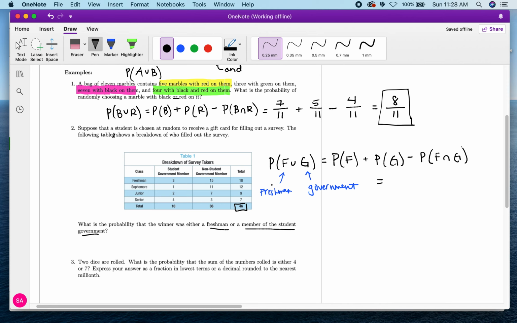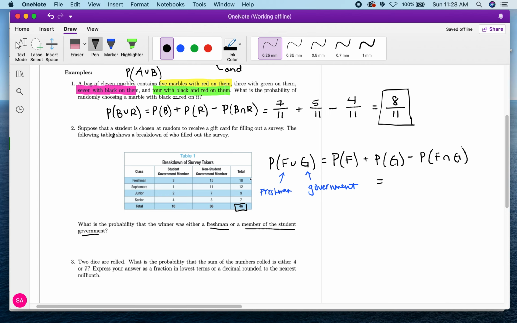Just note that in Hawks, not all the tables might give you these totals, so you might have to sometimes add these numbers together. But you'll notice here with the 18, that means there's 3 freshmen in this first column, there's 15 freshmen in the second column, 15 plus 3 is 18. So just know that you might have to do some of the addition with tables like this by yourself in Hawks.